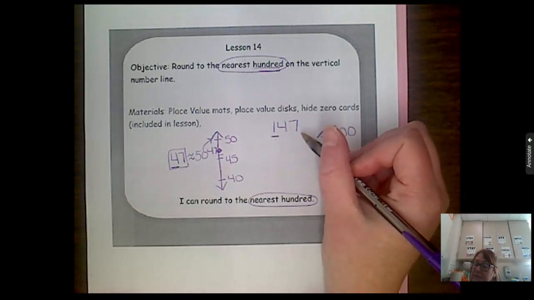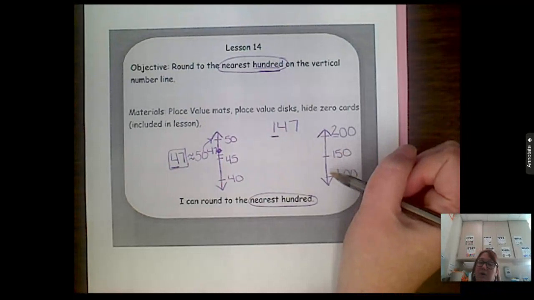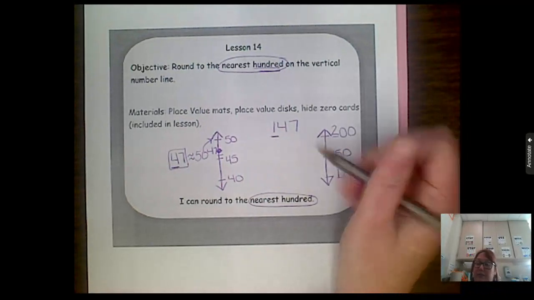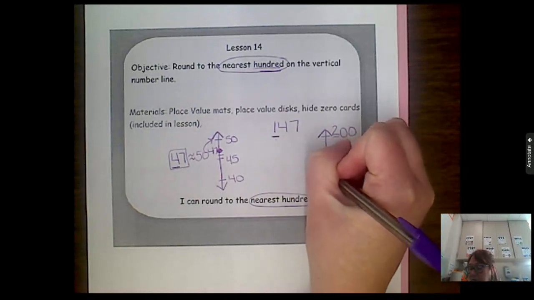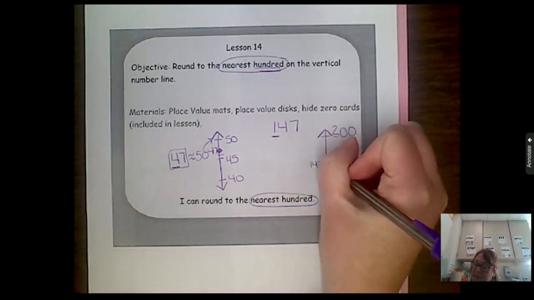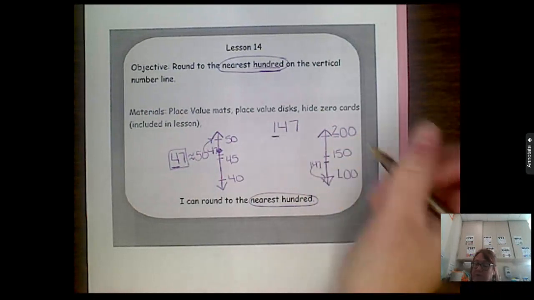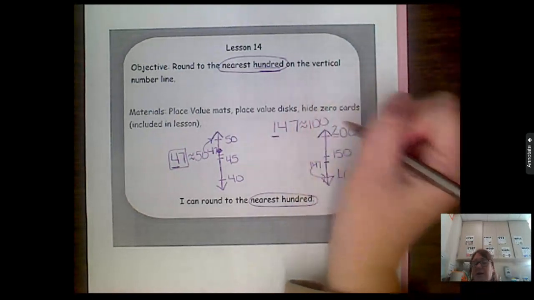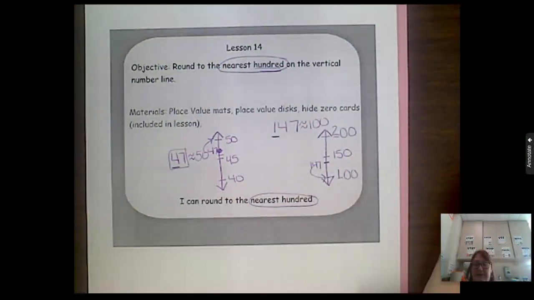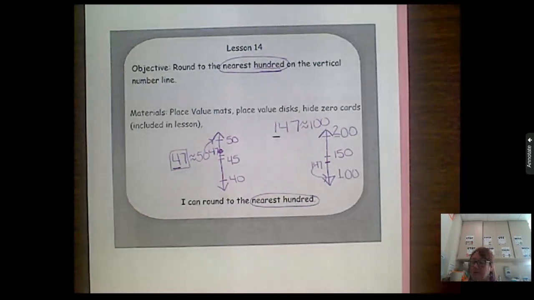Would 147 be above 150 or would it be below 150? It's below 150, right? I'm going to stick it right about there because it's pretty close to the 150. Since it's below 150, it's going to round down to 100. So 147 rounds to about 100. And remember, yesterday, the last time that we met and did math together, those little squiggly lines mean about, that it rounds to about that number. Okay, that's what we're working on today.